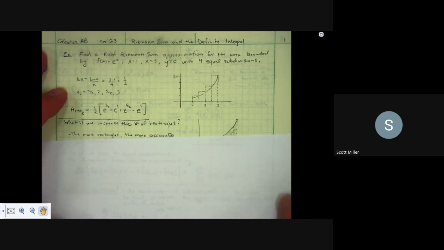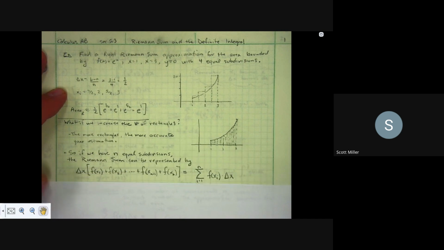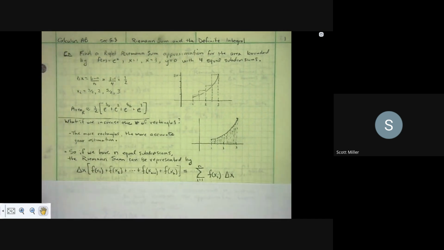That's fine for an approximation, but what happens if we increase the number of rectangles? How much? Well, more. How about a lot more? How many can I put in there? Well, if I keep doing more and more and more, then I'm getting a better and better estimate. The more rectangles, the more accurate my estimate.